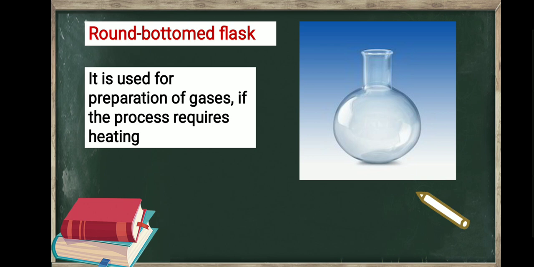The next one is the round bottom flask. Again, the word is telling about the object: it is round from the bottom. It is used for the preparation of gases if the process requires heating. Means when you are preparing gases and the process requires heating, you will go for a round bottom flask, and if the process requires no heating, you will go for a flat bottom flask.